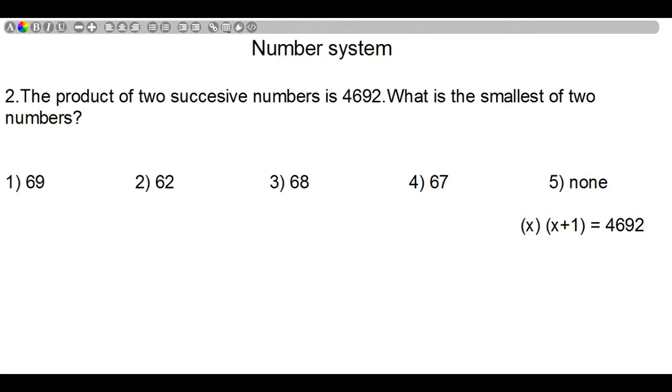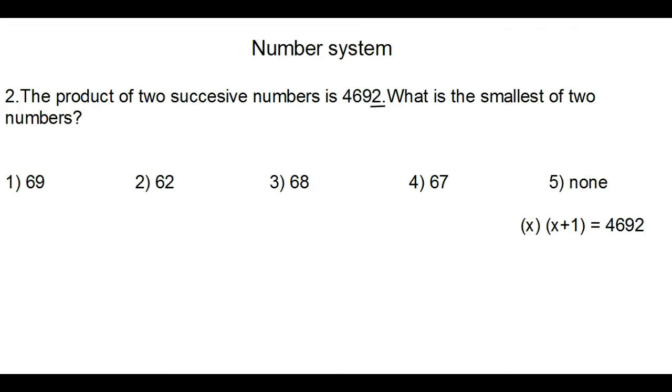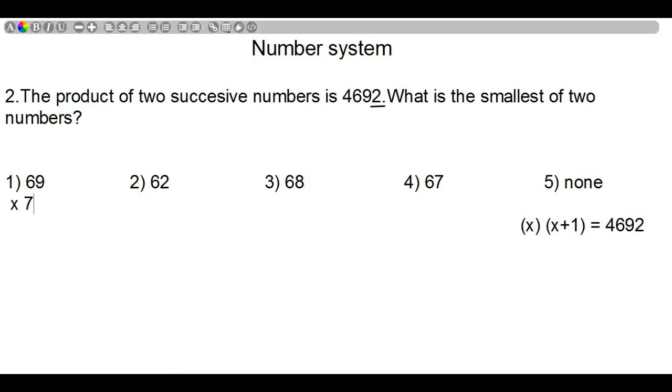For example, the question here is what is the smaller of the two numbers? And if you look, the product here is 4692. That means the product of two numbers ends with 2. Now, if we take option number 1 to be correct, that means the smaller number is 69. Very clearly, the larger number will be 69 plus 1, 70.